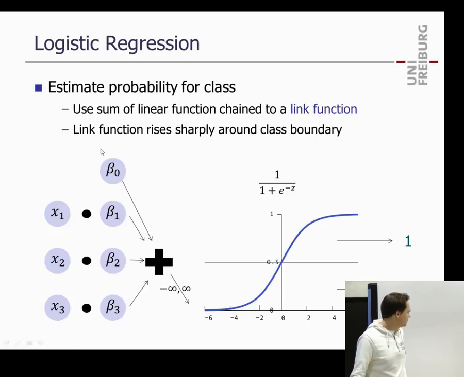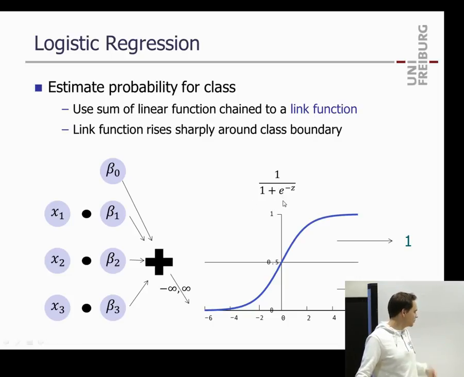Now this sum here will give you some value between minus infinity and plus infinity. And what you want in the end is some kind of probability. You want some probability that you have a person, for example. So you transform this value, which is between minus infinity and plus infinity, to something between 0 and 1. And what you use for this is the logistic function. Without going into too much detail, this function is not completely random. You could use other functions, but then it wouldn't be logistic regression.